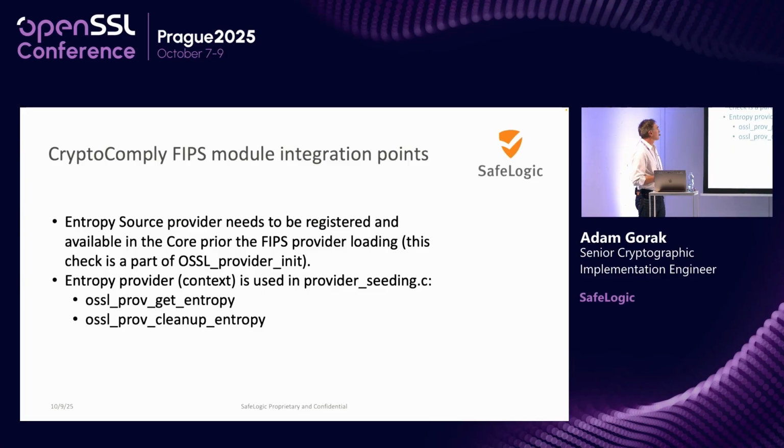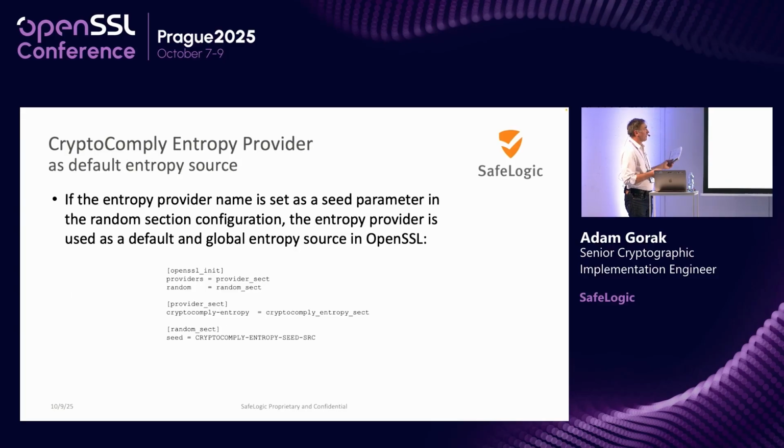Okay, the FIPS module uses the crypto-comply entropy default seed source context, containing the entropy collector and its generate function, to actually provide the entropy to the OSSL_PROV_get_entropy, which in turn is provided to the other parts of the FIPS provider. Fetching the entropy in the crypto-comply FIPS module happens directly between the FIPS provider and the entropy provider. Okay, and our provider can also be used globally as a default OpenSSL entropy source.